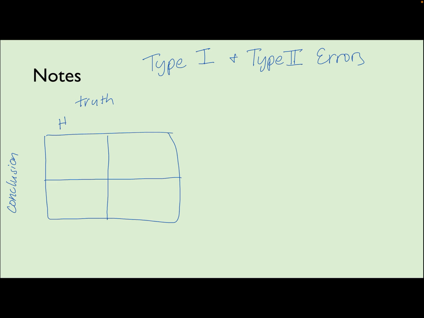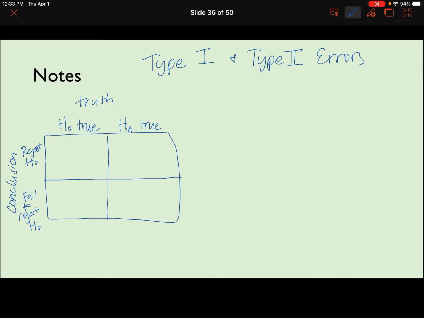Okay, so if your null hypothesis is true or your alternative hypothesis is true, that'll help us figure out what kind of error we have. And then our conclusion, either we rejected our null hypothesis or we failed to reject it. Based off of these different things, let's switch to orange for fun. This box would be a type 1 error: if our null hypothesis is true, but we rejected it.